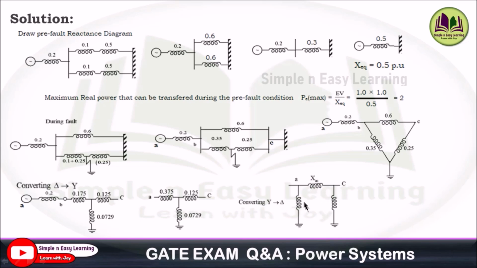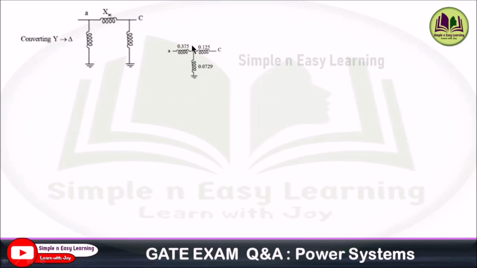You need to find this XAC. So considering these star values, we are going to apply the star to delta conversion formula. XAC equals the line reactances XA into XC plus XC into XB plus XB into XA, whole divided by this XB. Okay, so we are calculating XAC. So in the denominator, this XB comes 0.0729. So applying directly the star conversion formula, you'll be getting 1.143.